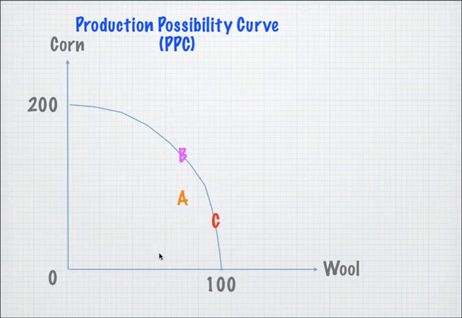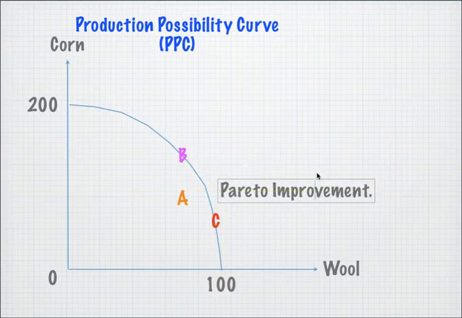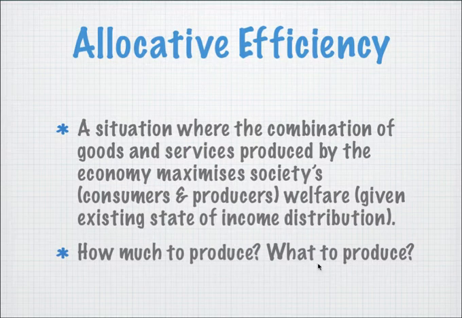I will not go into too much detail here, but just take note. It's called a Pareto improvement, which means that you're making society as a whole better off. You're making someone better off without making anyone else worse off. All right, and take note here of this assumption of given the existing state of income distribution.